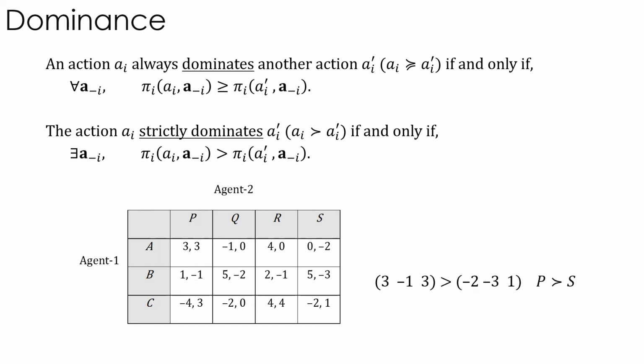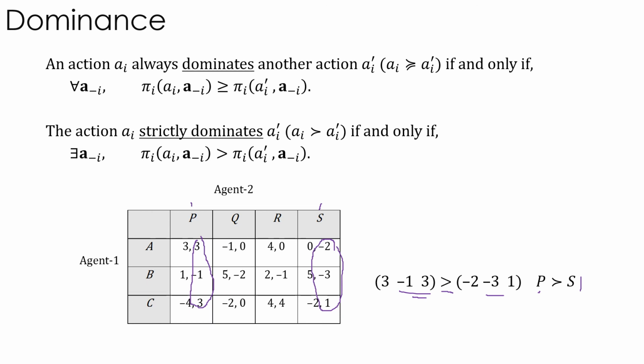Likewise, if we compare P and S, these two actions, the payoffs when playing P are 3, -1, and 3, and when playing S are -2, -3, and 1. And again, element-wise, we can see that this is strictly greater than this, whence action P strictly dominates action S.